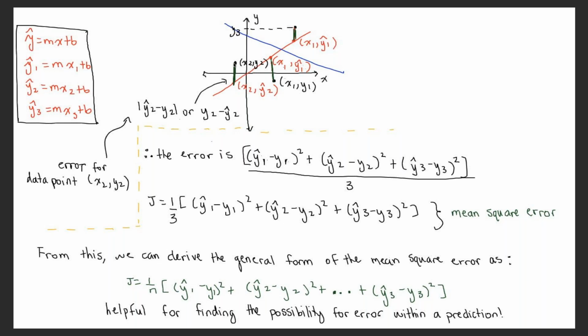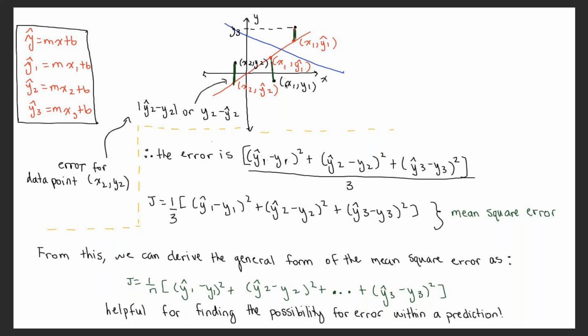So therefore, from this, we can say that the error is y hat 1 minus y1 squared plus y hat 2 minus y2 squared plus y hat 3 minus y3 squared, all over 3. And this is called the mean square error, which is often denoted by the letter J. So the mean square error is basically the amount of error, or how far off you were in your prediction. As you can see, this green line denotes how far off I was in my prediction. This green line over here denotes how far off I was in this prediction, and so on.